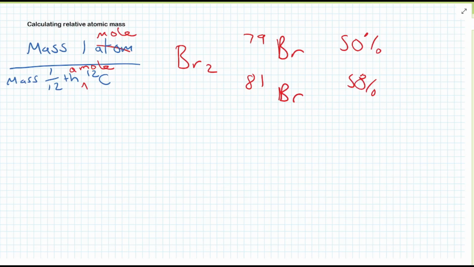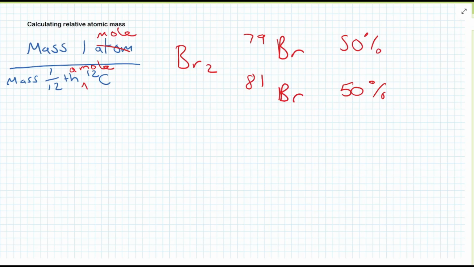So how do I work out the relative atomic mass? Well, I could just add one of these and one of these and then divide by 2. I could take an average because these are in a 1-to-1 ratio. But that doesn't help me solve the problem of unusual examples. So this is the foolproof way of doing it.